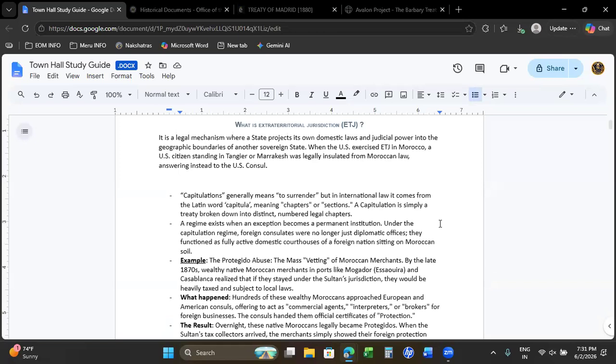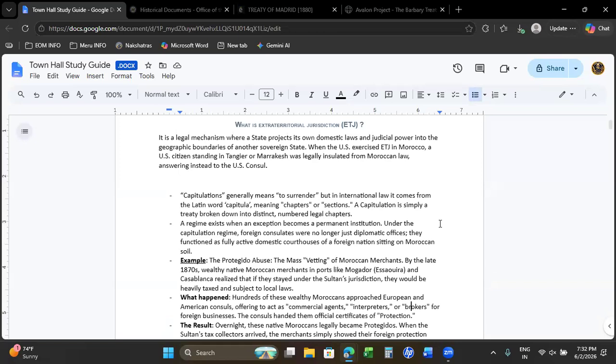Okay. But then the term in international law, modern international law, does not simply mean to surrender as it relates to capitulation, more so capitulation regime. Okay, so it goes to say, but in international law, it comes from the Latin word capitula, which means chapters or sections. So it takes on a totally different meaning, right? This is why the average person does not understand law, because when the dominion, the value, the definition of a word changes that they're generally used to using, it's like being in a different world.